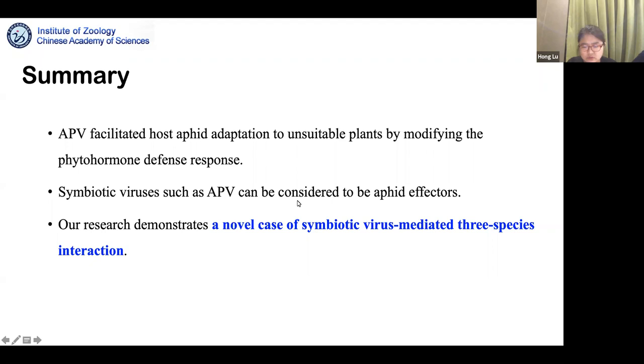antibacterial peptide, but there is no significant difference. Moreover, the interference rate of aphid genes was very, very low. We found around 30%.